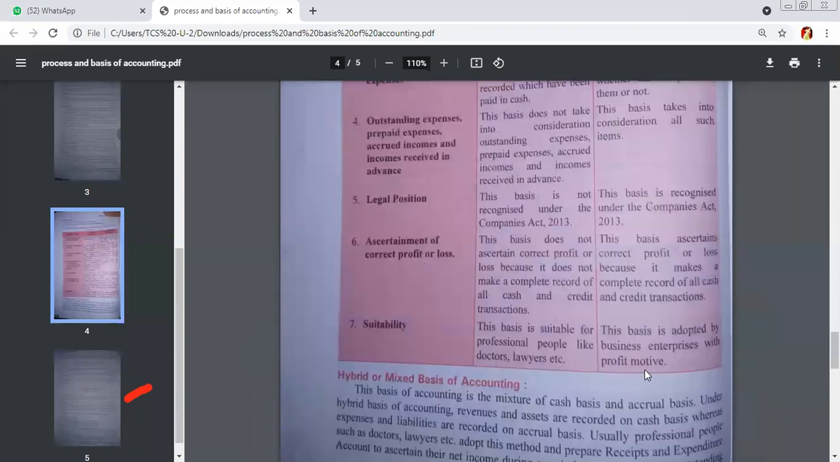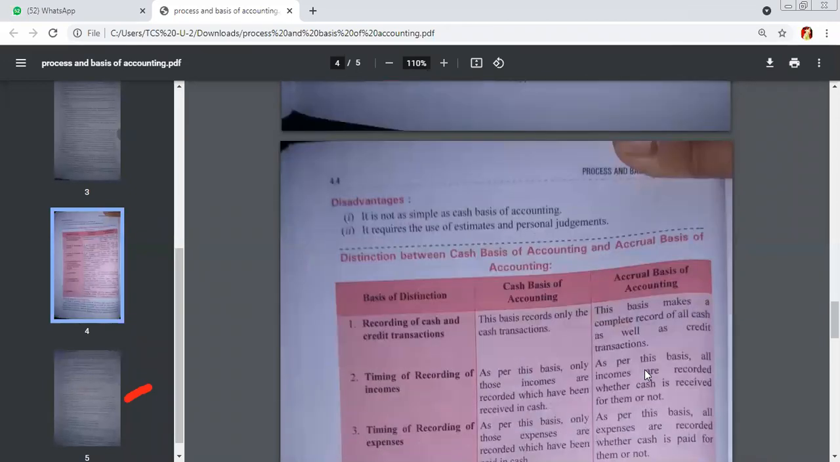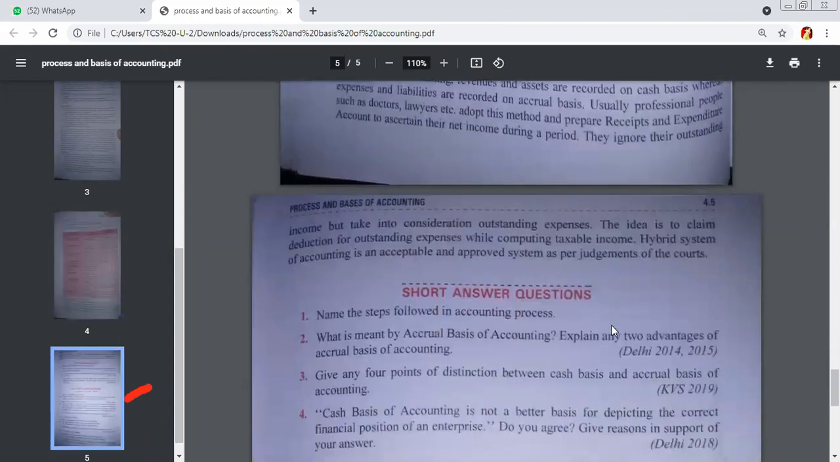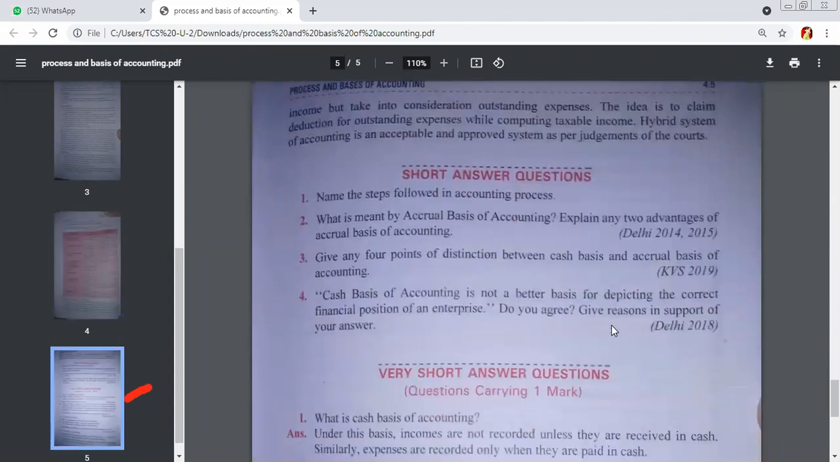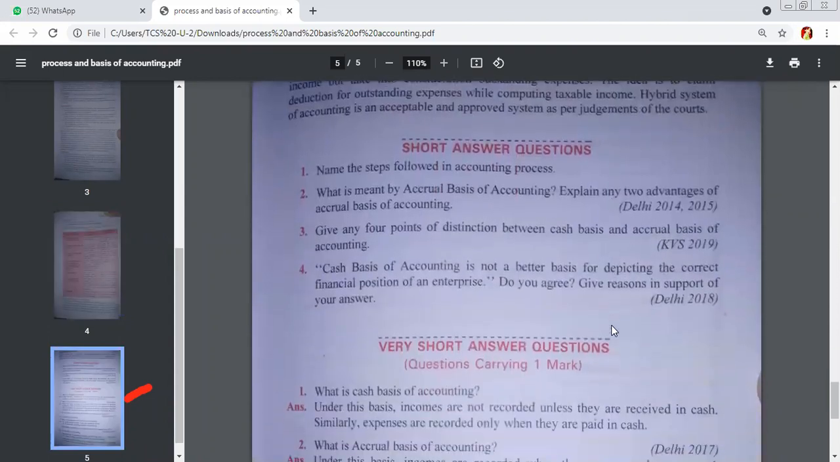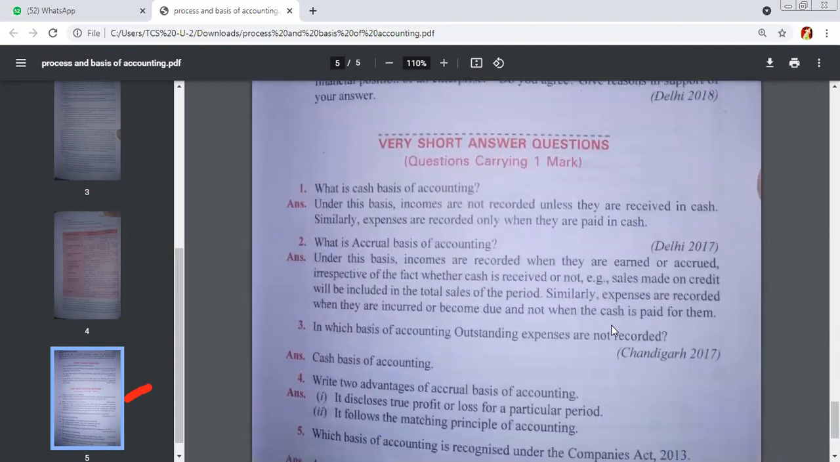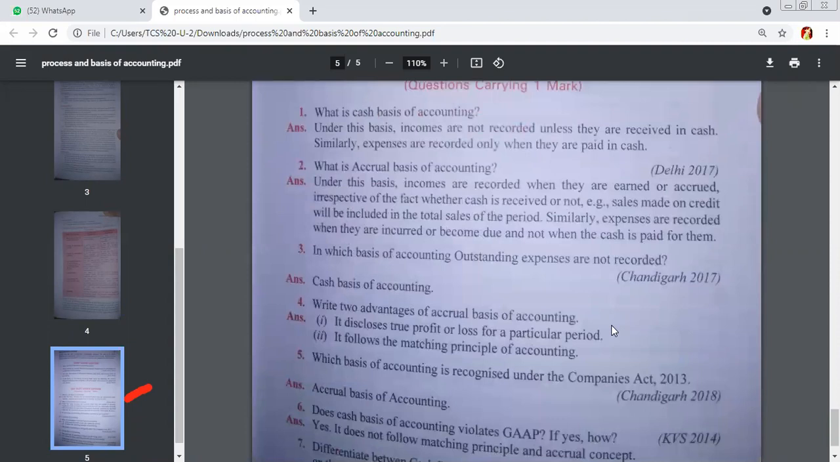The most common bases in trend are the cash basis of accounting and the accrual basis of accounting. But some professionals also adopt the hybrid or mixed basis of accounting as well. So here, some short questions are given to you in the exercise. You have to do those short questions and very short questions also. So this is all for the day.